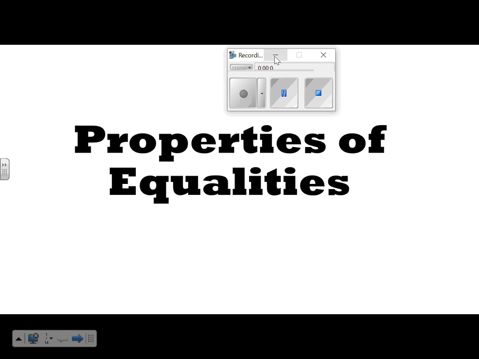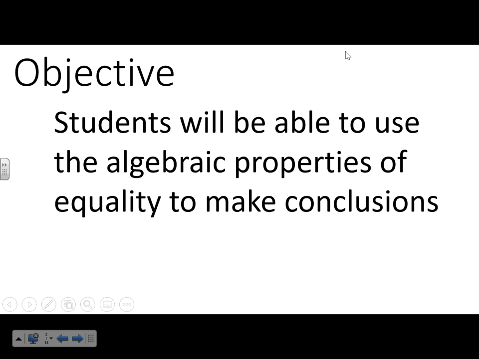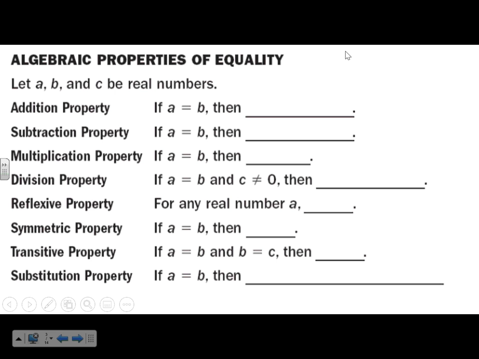is over the properties of equalities. The objective, students will be able to use the algebraic properties of equality to make conclusions. So first, we're going to talk about all these algebraic qualities.